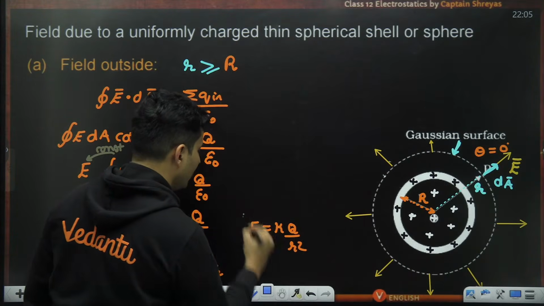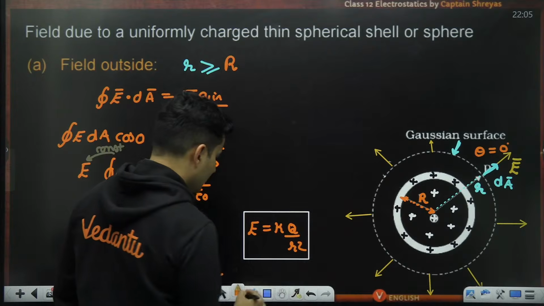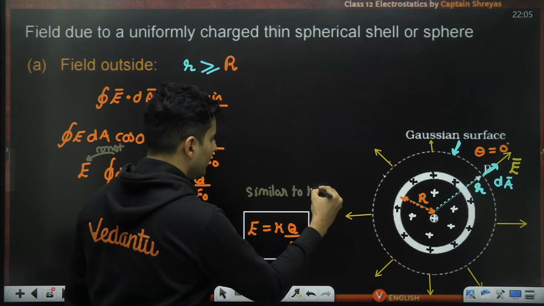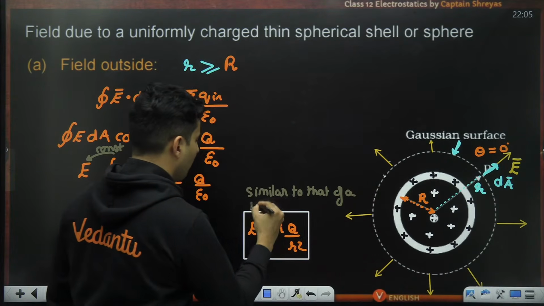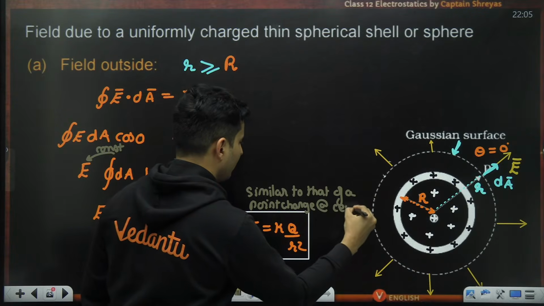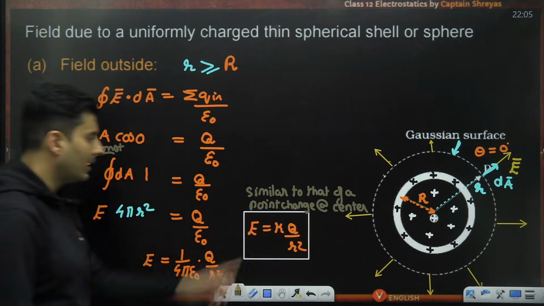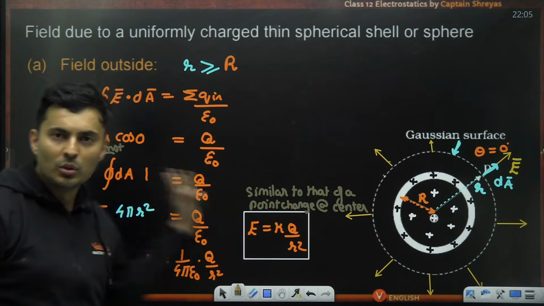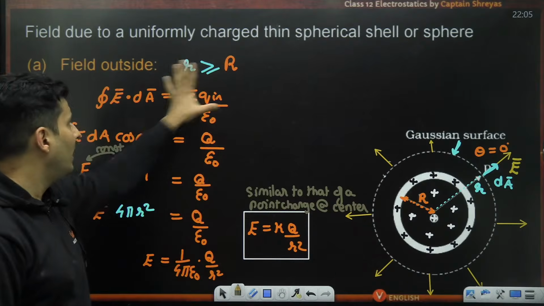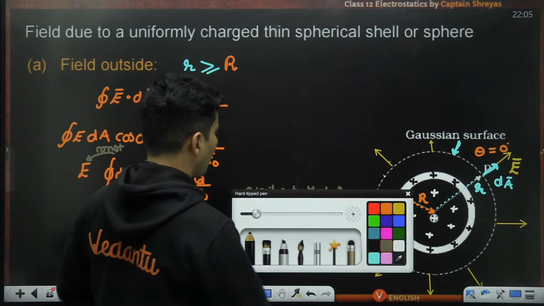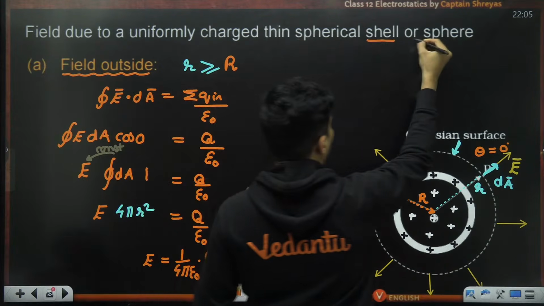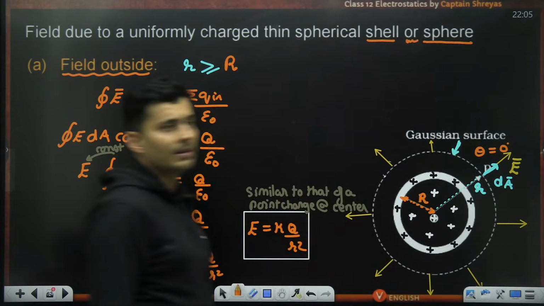This clearly tells me that this electric field is similar to that of a point charge present at the center, kQ by r square. Very, very similar. No difference in that. So whether it is a shell or a sphere, uniformly distributed or not, the outside part is the same. So this was all the outside case. Everything that we calculated was outside, whether it is a shell or a sphere.